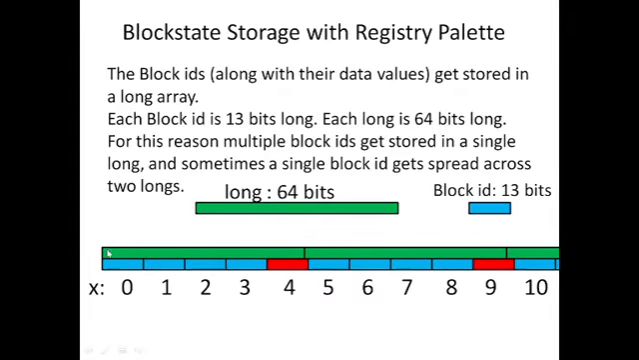So right here we could imagine that this green thing is the first long, and then the second long, and then the third long. And right here we have a block ID at position 0, the first blue block here, and then the block ID at position x equals 1 would be the next block. So this would be x equals 1, y equals 0, z equals 0 in the subchunk. And if we then go to x equals 4, then we will have one block ID which gets partially stored in the first long, but which also gets partially stored in the second long.